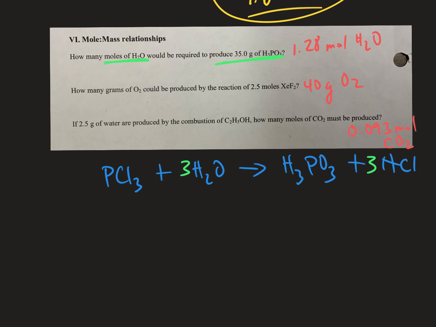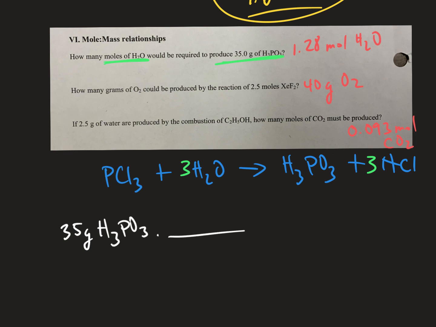So what are we going to start with? What we know. We have a balanced equation. That's what we should start with, and we did. And then we start with 35 grams of H3PO3.